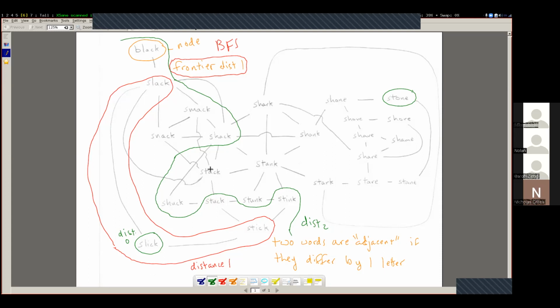Question is, shouldn't stack be right here? Oh yeah, so slack up here. I missed this line coming down over here to stack. And so, yes, let's cross out all of that stuff and add in stack like that. Good observation. Thank you. Other questions?